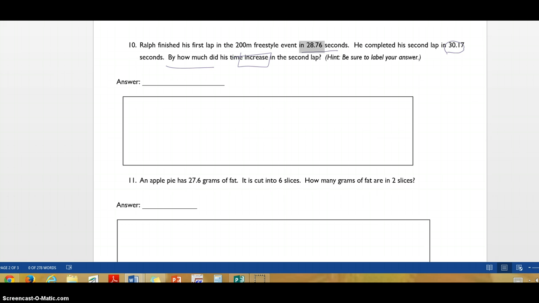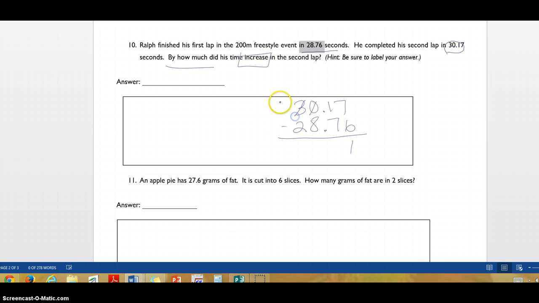So we want to find the difference between his first lap time and his second lap time. So what we're going to do is subtract. It's just a plain old subtraction problem. Subtract 28.76 from 30.17. Set it up just like this. Make sure you are lining up your decimals again, since this is a subtraction problem with decimals. 7 minus 6 is just 1. We can't subtract 7 from 1, so again we have to borrow.